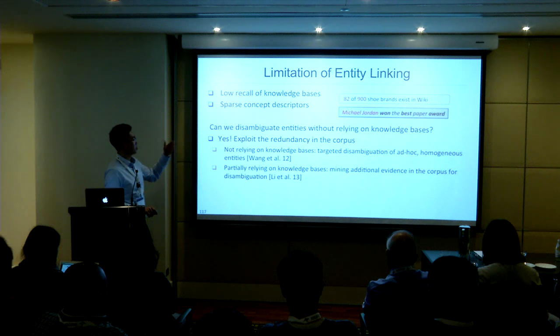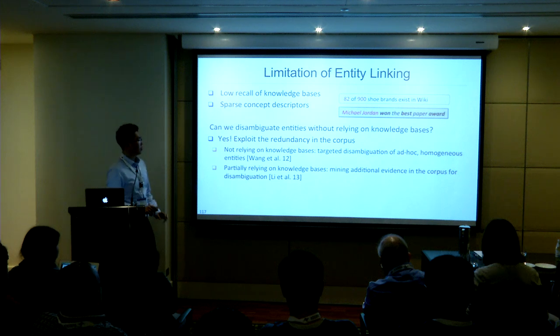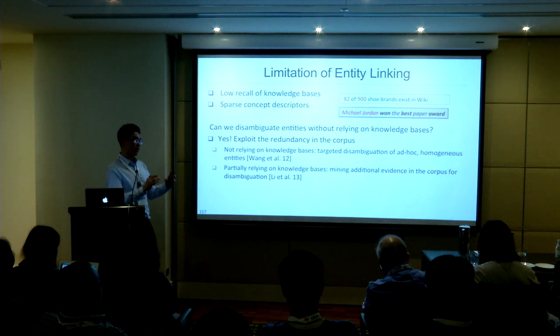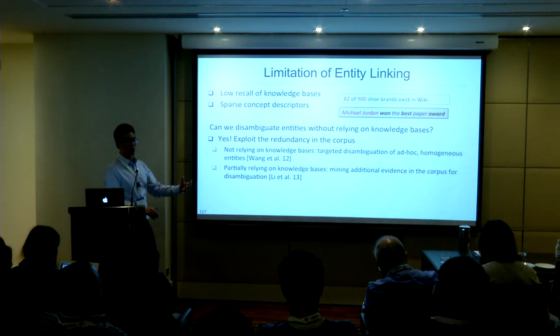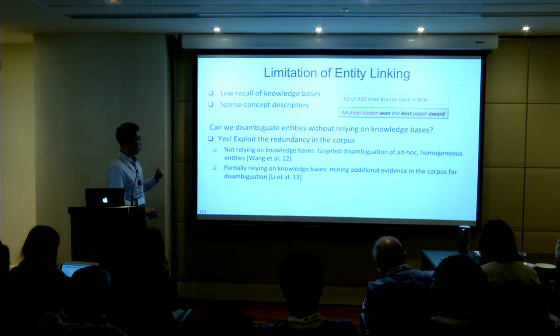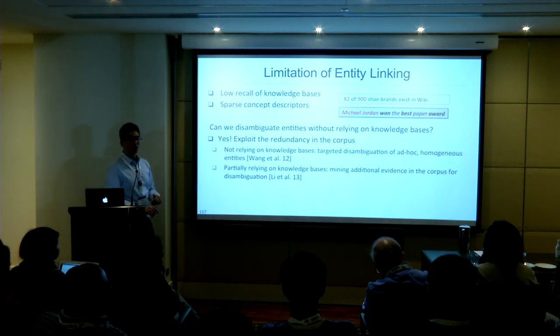So can we disambiguate entities without relying on a knowledge base? The answer is yes. There are at least two approaches. One is from Wang, published in 2012. Given a set of ad hoc homogeneous entity names, it can do the disambiguation automatically without looking at the knowledge base. Or if you provide a little bit of information about the knowledge base, Yang Li published a paper in KDD 2013 that tries to mine additional evidence in the corpus to disambiguate these entity names.